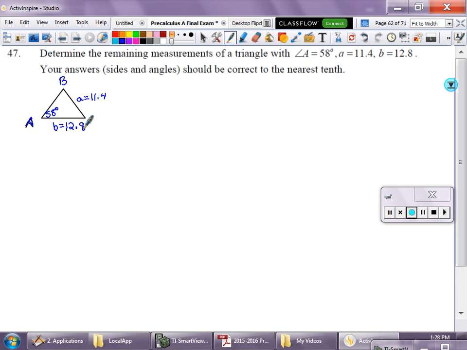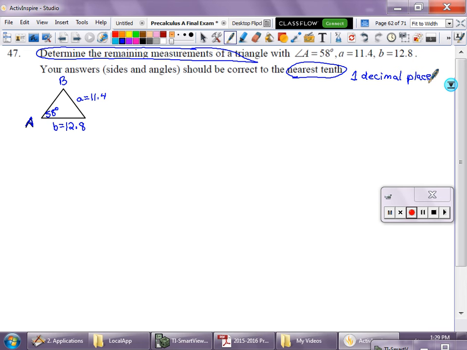It says determine the remaining measurements. A lot of people, you need to find everything. Keep in mind your answers of side and angles should be correct to the nearest tenth. Tenth is 1 decimal place. Okay, got a lot to do.